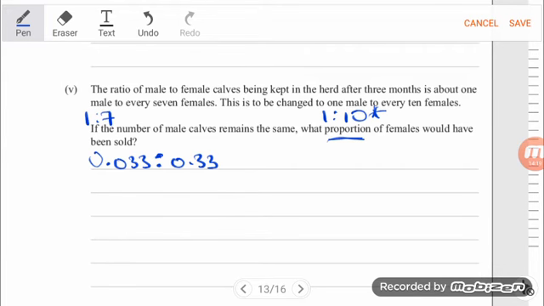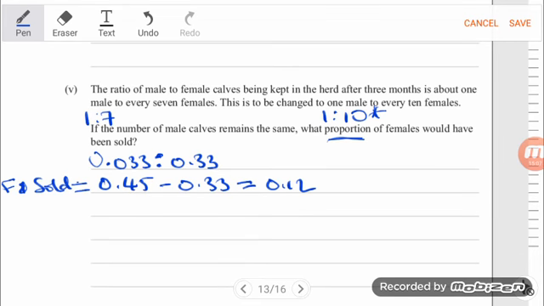Now we know that the number of females kept after 3 months is going to be 0.33. We want to know the proportion, the probability of them being kept. We need to know the probability of them being sold. So we've got the proportion 0.45 minus 0.33. So I'm just going to say female and sold. It's going to equal 0.12. I didn't need my calculator for that.